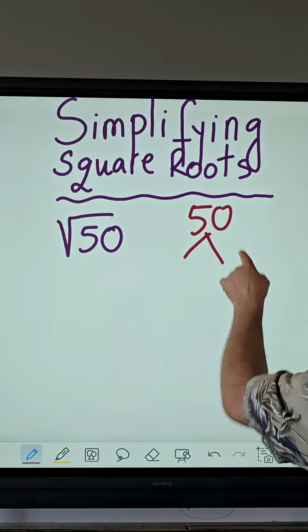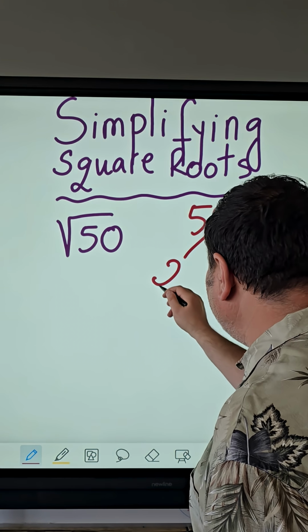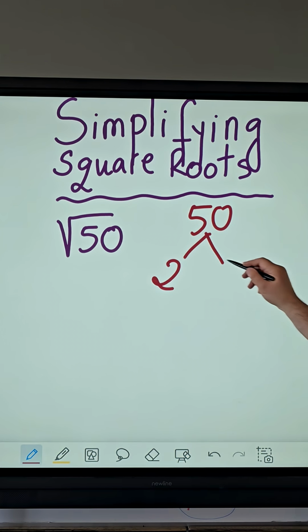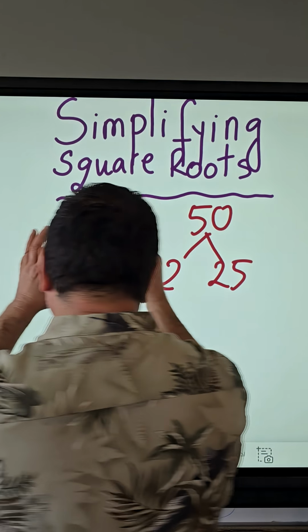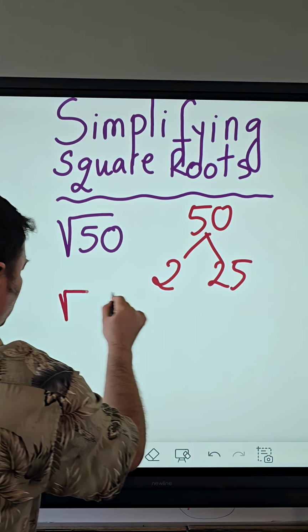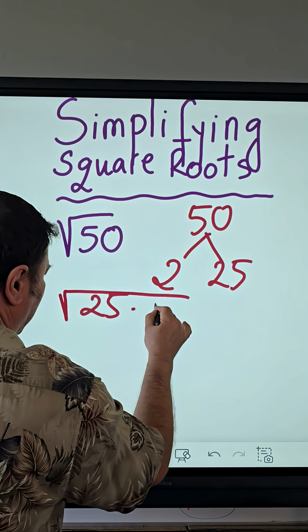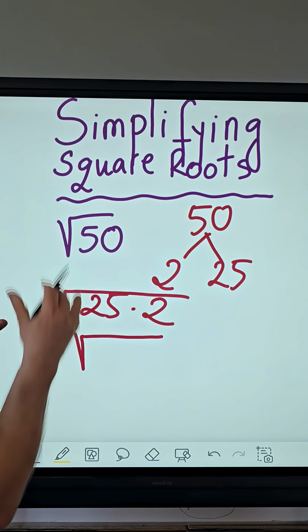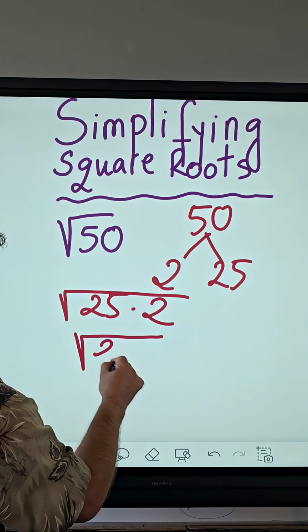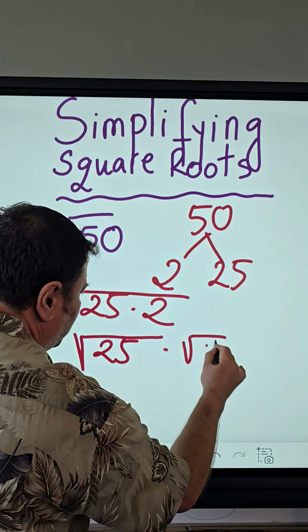Because we have the 0 at the end, 50 divides by 2. Half of 50 is 25. Now 25 is a perfect square. So we can rewrite square root of 50 as square root of 25 times 2. And square root of 25 times 2 can be written as two little square roots, square root of 25 times square root of 2.